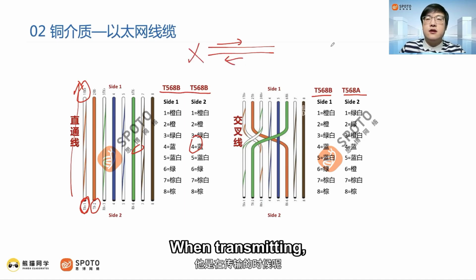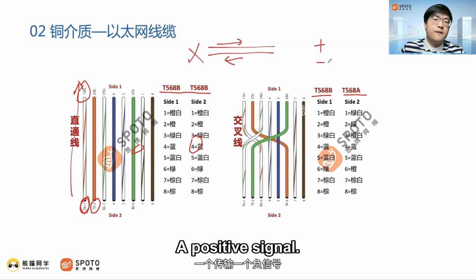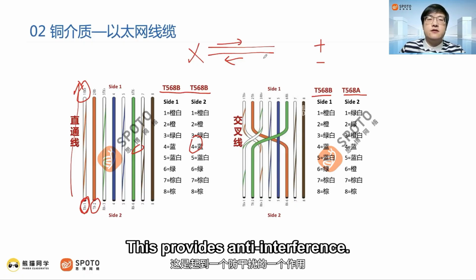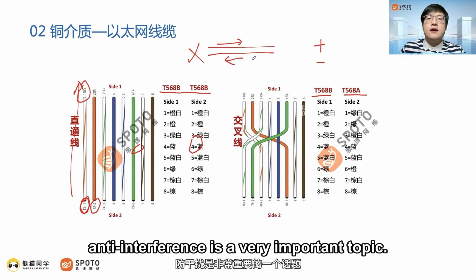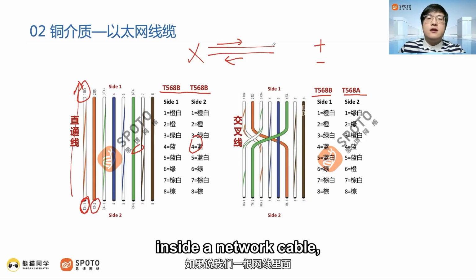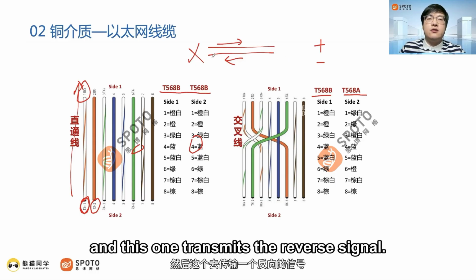When transmitting, one wire carries a positive signal and the other carries a negative signal. Why transmit it this way? This provides anti-interference. Remember, in network cables, in twisted pair, anti-interference is a very important topic. Inside a network cable, one wire transmits a signal, and the other transmits the reverse signal.